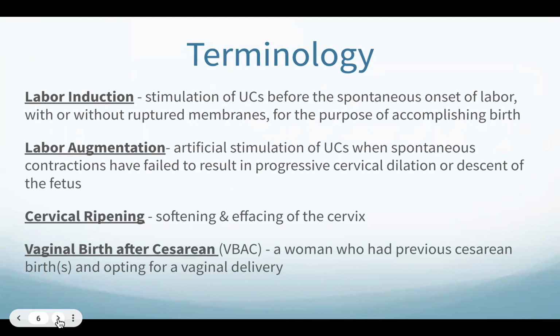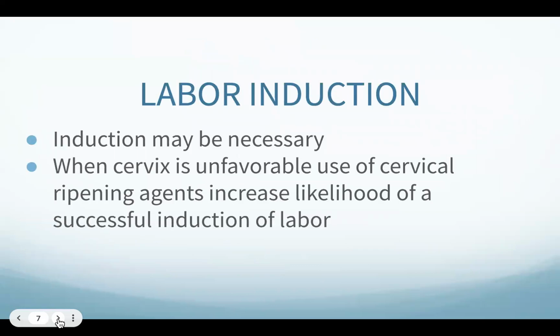Cervical ripening, we'll use a lot of medications that are designed to soften and thin the cervix. Remember, we need to have the cervix dilated to 10 centimeters, and we need to have it thinned at 100%. And the next term I'm going to use is vaginal birth after cesarean. That is possible, providing the cesarean section was not an emergency, where it is transverse versus horizontal. And we're going to talk about that. So labor induction is when the cervix is unfavorable. Use of cervical ripening agents will, we hope, successfully induce labor.